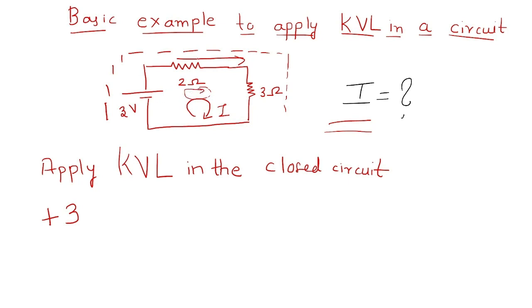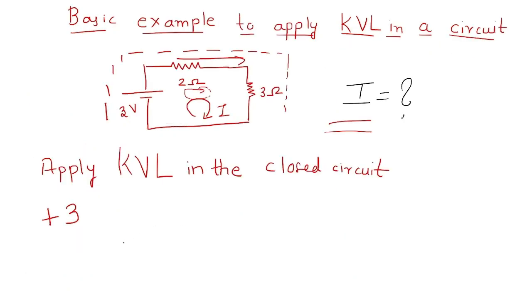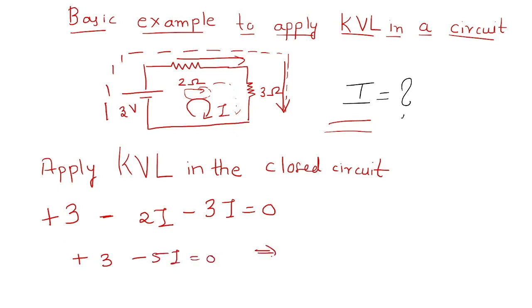So when I am moving in the same direction as that of your current flow, then if my direction is in the same direction of the current, it is minus of I into R. So it is minus of 2 into I. Similarly, I am moving in the same direction of the current, right? Current is also moving this way, I. So it is minus of 3 into I is equal to 0. So just do the simple mathematics. Plus 3 minus of 5 into I is equal to 0, causing I is equal to 3 by 5 amperes.